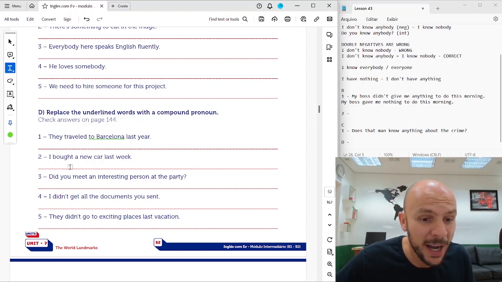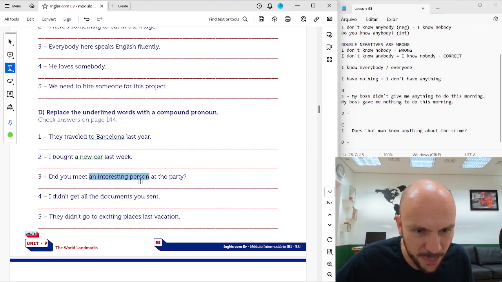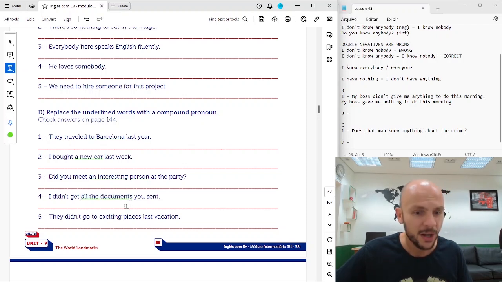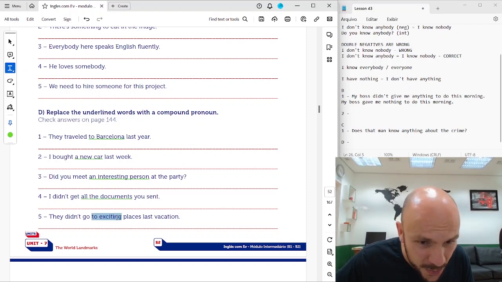I bought a new car last week. A new car last week. Did you meet an interesting person at the party? An interesting person. I didn't get all the documents you sent. I didn't get all the documents. They didn't go to exciting places.